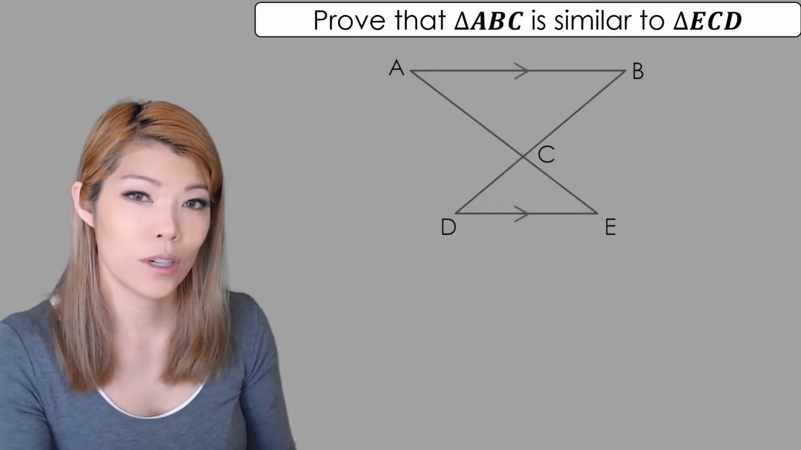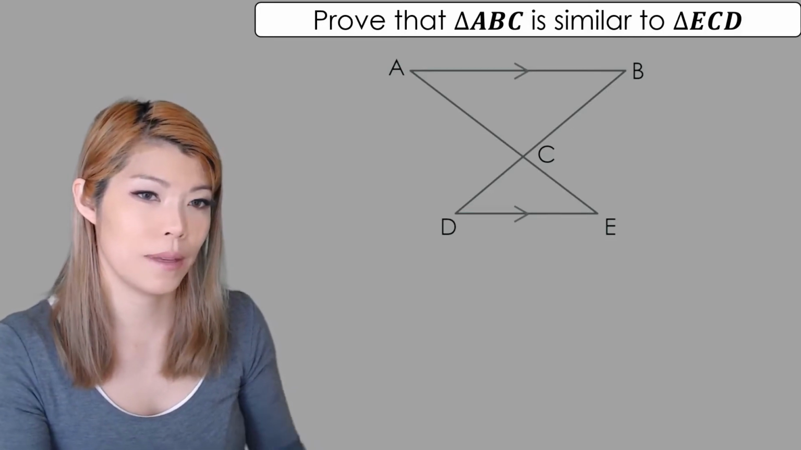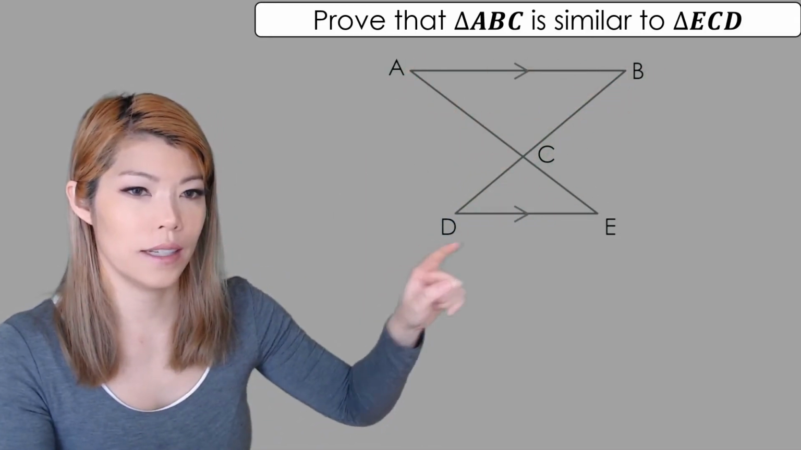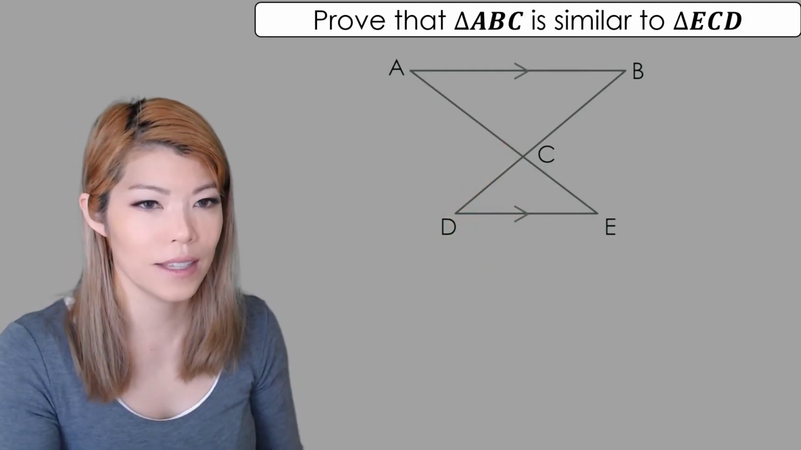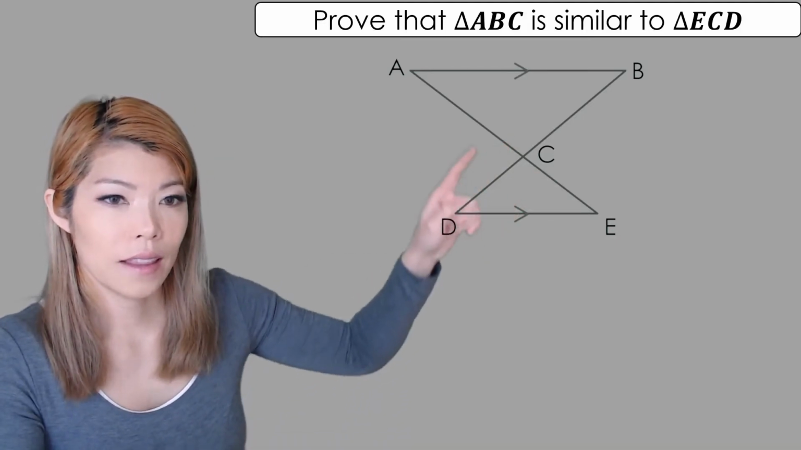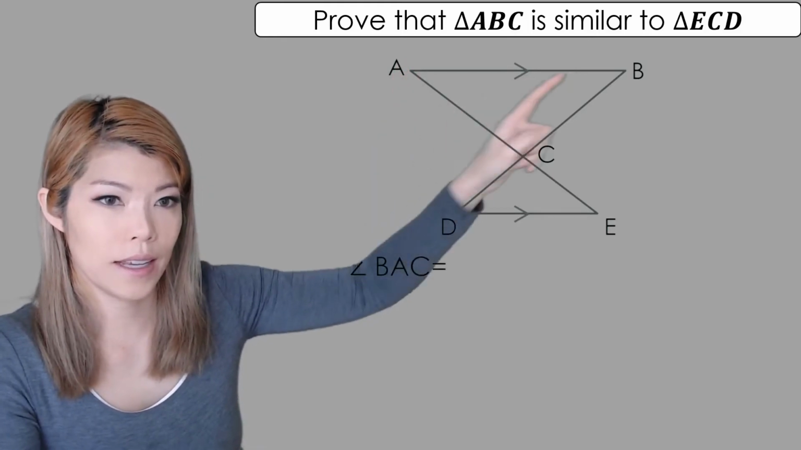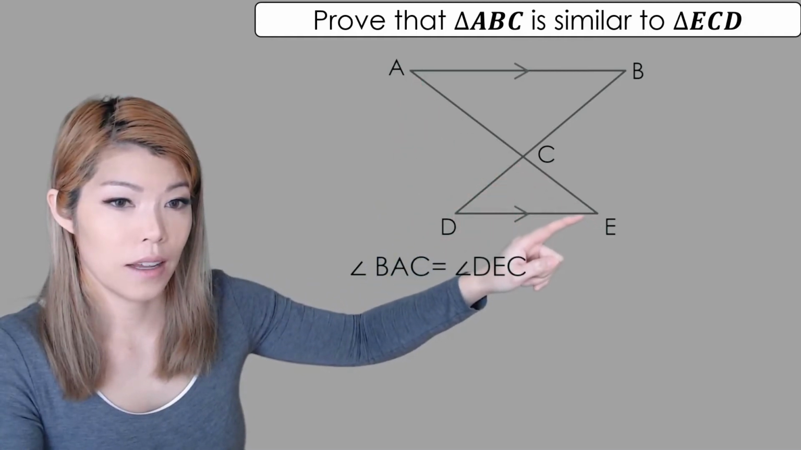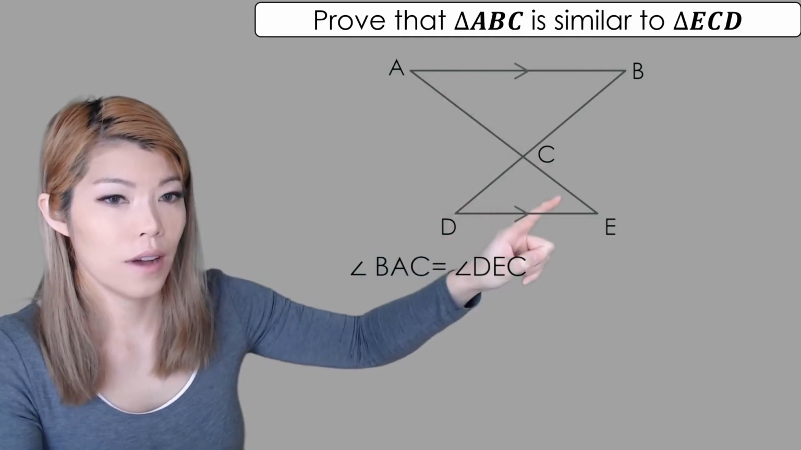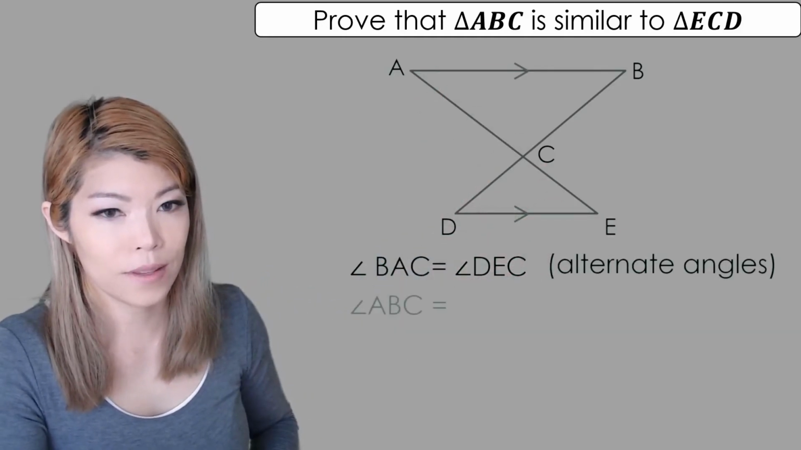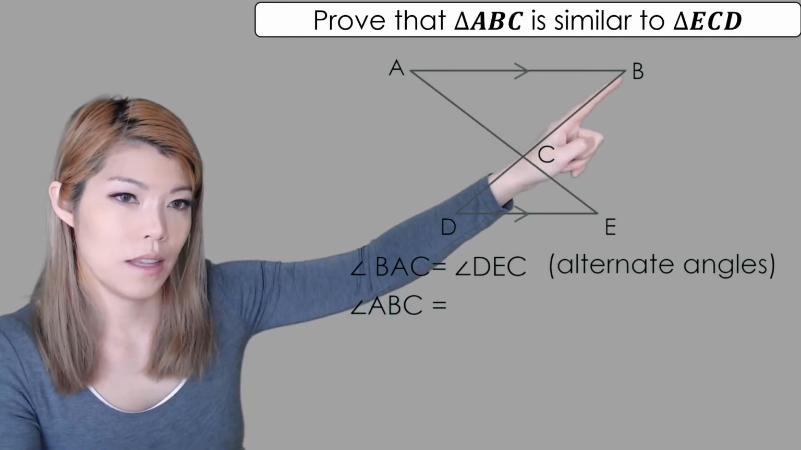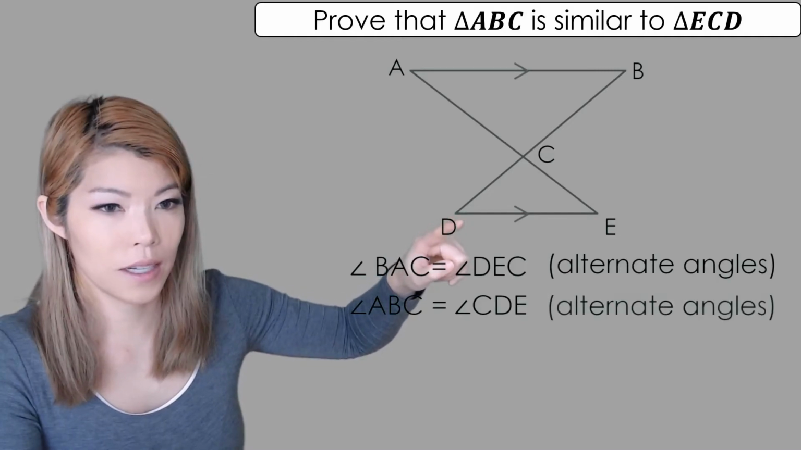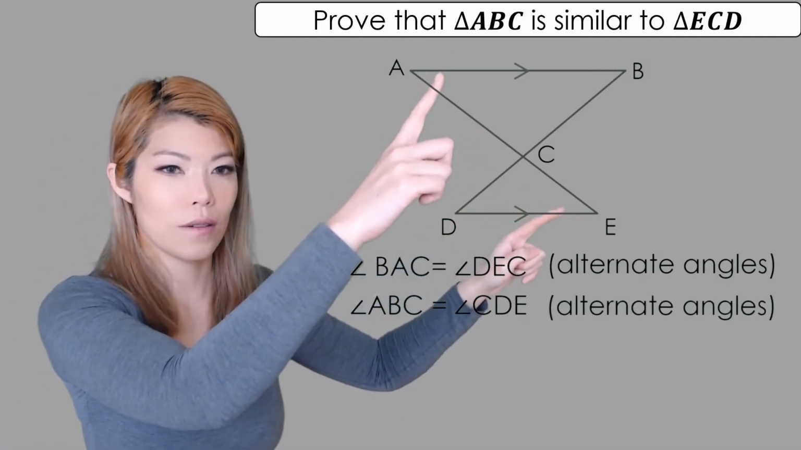Let's have a look at this tricky question. Prove that the triangle ABC, so this top one here, is similar to the triangle CDE, so this little one at the bottom. How are they similar? Now we can see that this angle here, the angle BAC, would match up with this angle over here, angle DEC, because this angle and that angle are alternate angles. What else matches? The angle ABC, this corner here, would also match this corner over here, angle CDE, because they're alternate angles. So we've done these two angles with these two angles.